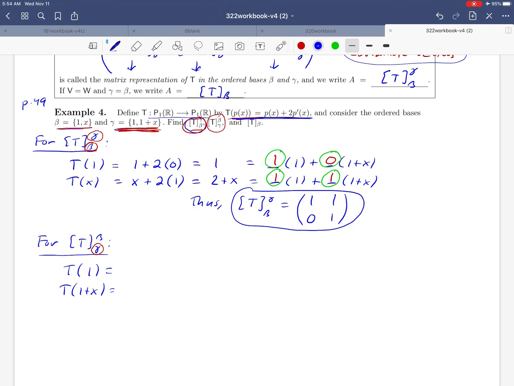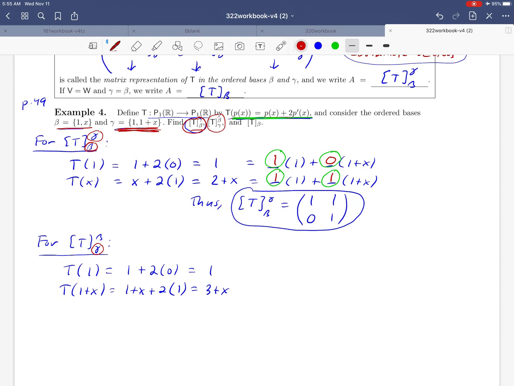So again, that's going to take us up to our formula. So t of 1 is going to be 1 plus 2 times the derivative of 1, which is 0. That's going to give us 1, just like it did before. Okay, and then t of 1 plus x, let's see. That's going to be 1 plus x plus 2 times the derivative of 1 plus x, but the derivative of 1 plus x is just 1. Okay, if we simplify there, we're going to get, what are we going to get? 3 plus x.